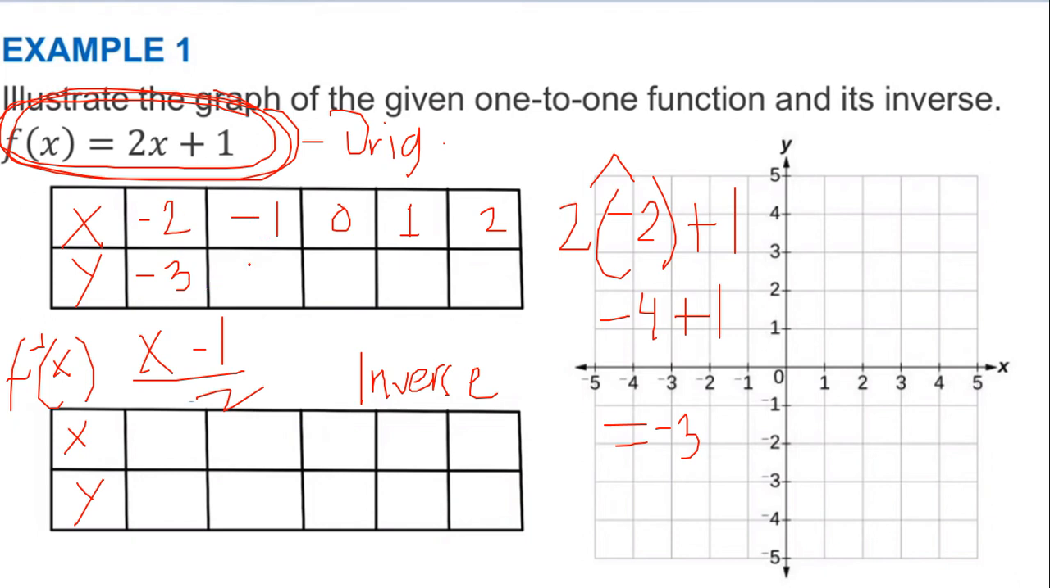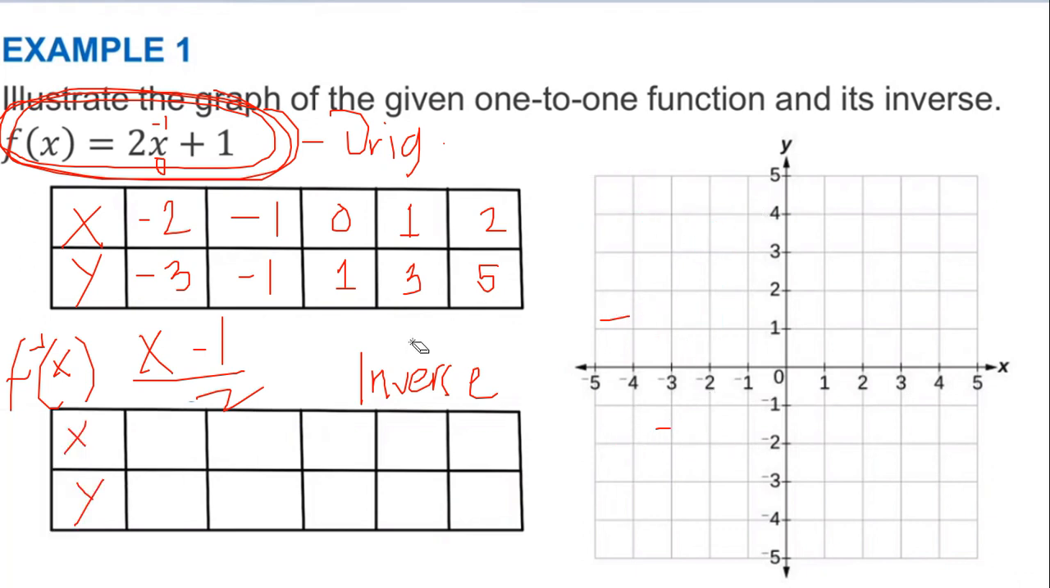Next, for the second one, the answer here is negative 1. Why? Because our 2x becomes negative 1 times 2, which is negative 2. Plus 1, that's why negative 1. Here, if it is 0, that will be 0. So, 2 times 0 is 0. Plus 1, so that will be 1. Next is 1 times 2 is 2. 2 plus 1 is 3. Then 2 times 2 is 4. Plus 1 is 5. You can use a calculator to make it faster.